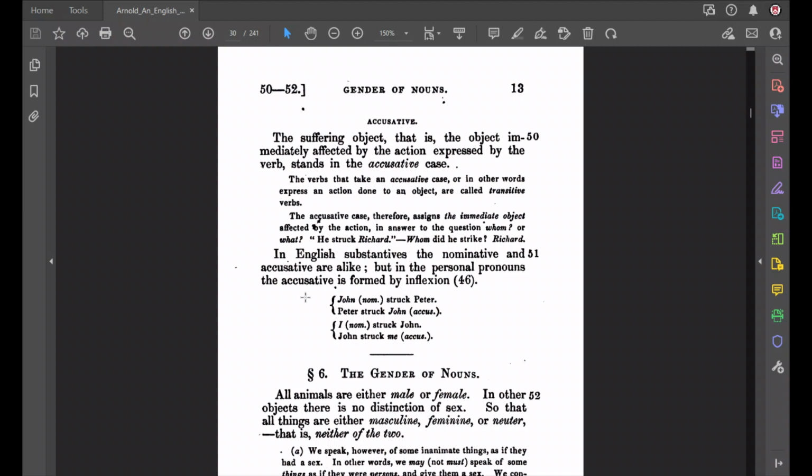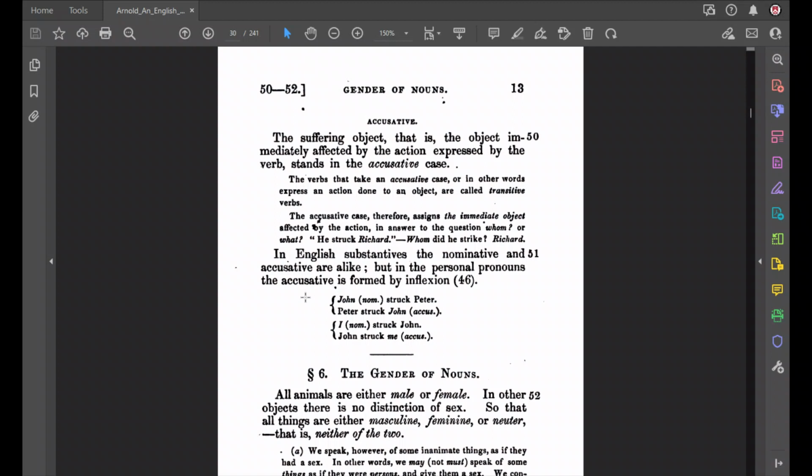The word order tells you who struck whom, right? If I say, John struck Peter, you say, okay, John was the one who acted, and Peter was the object. But then if I say, Peter struck John, you say, oh, okay, Peter performed the action, and John received the action. And how do you know that? By word order, right? We put the subject first and the object after the verb. But in pronouns, it's different.